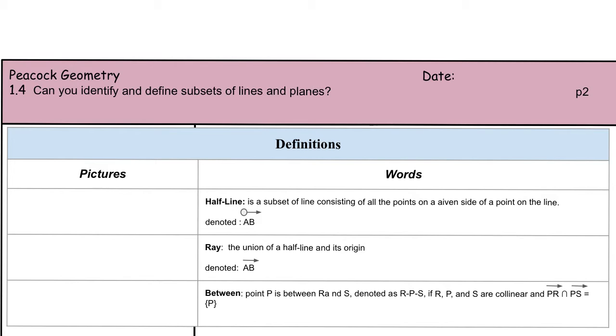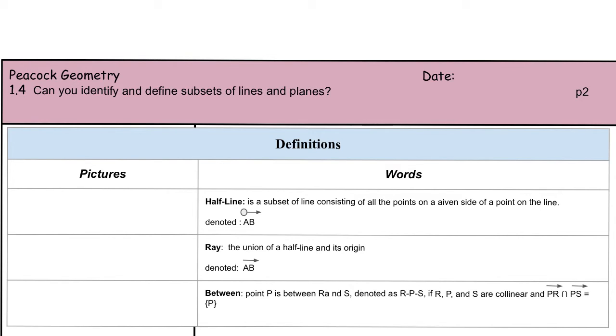Okay, friends, here is 1.4. Can you identify and define subsets of lines and planes? There's a lot of definitions in this section, and they are definitions that are pretty precise. So hang in there. Remember, after the lesson, when you listen to it, fill out your TRF, and if there's any questions, make sure you put them down on your TRF. All right, so the first definition we're going to talk about is a half line.